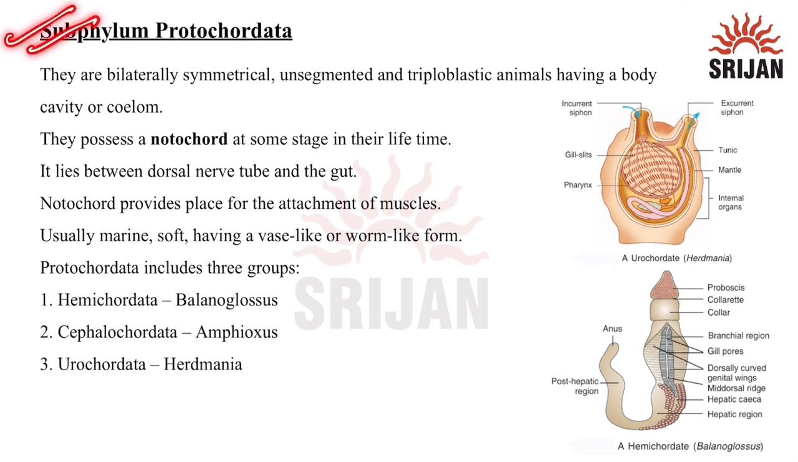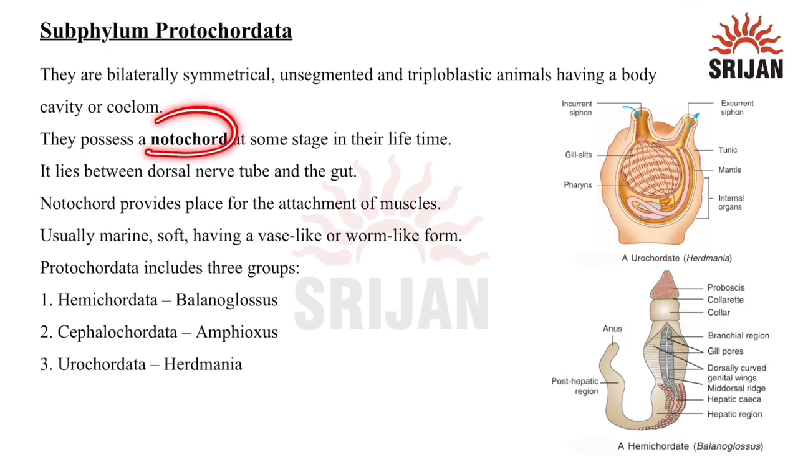Now the subphylum Protochordata. As you can see, the two examples, Herdmania and Balanoglossus. Now they are bilaterally symmetrical, unsegmented triploblastic animals having a body cavity or coelom. So they're coelomate as well. Now you can see that they are bilaterally symmetrical, which means I can divide the body plane into two equal halves by a single plane only.